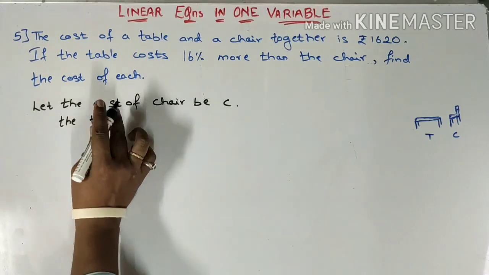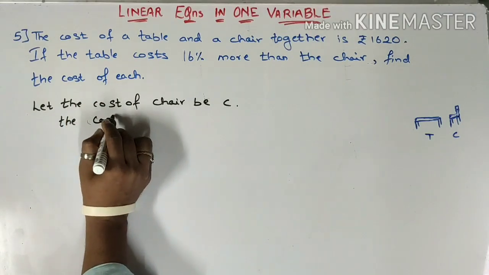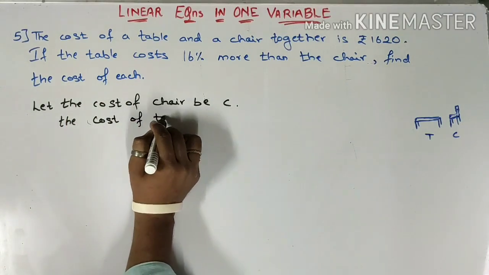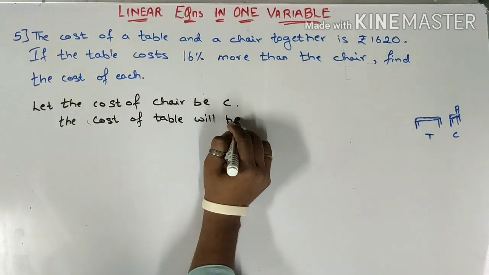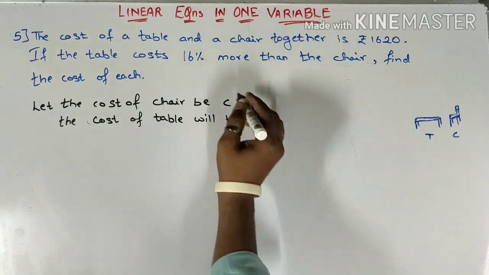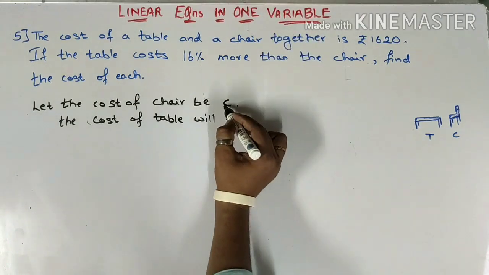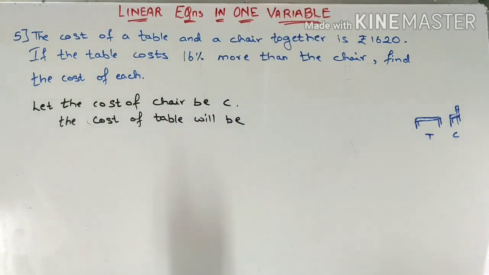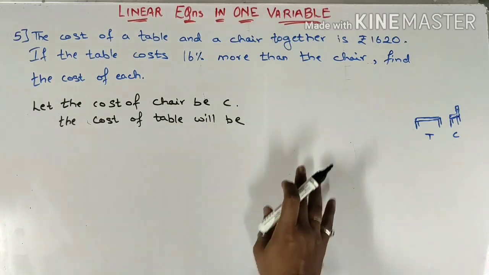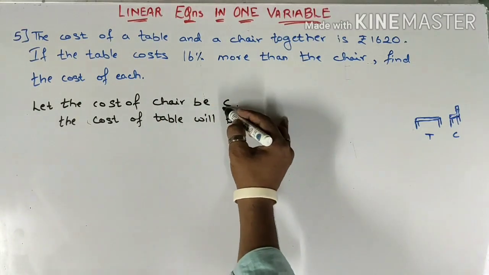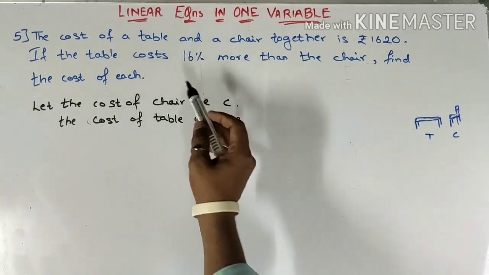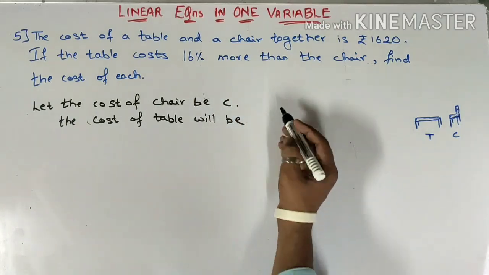It is given that the cost of table will be not T. We have only one variable, so I can take a variable only for the cost of chair or table. Since I have taken it for chair already, I'll have to find the cost of table in terms of this variable. It is given 16% more than the chair.